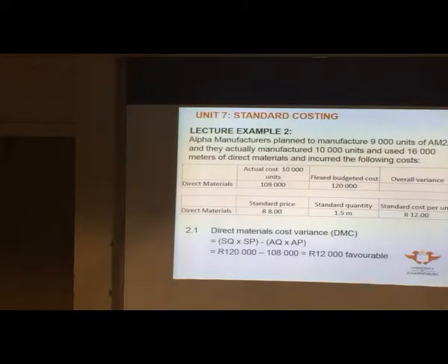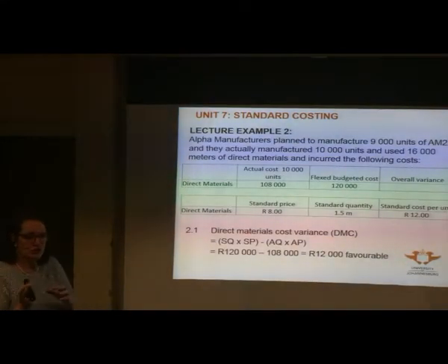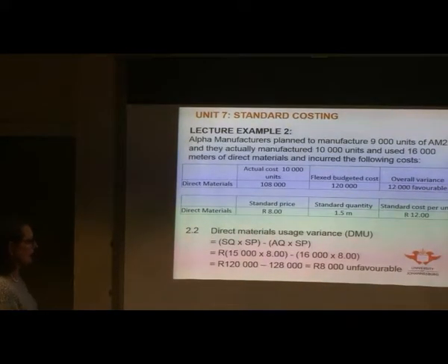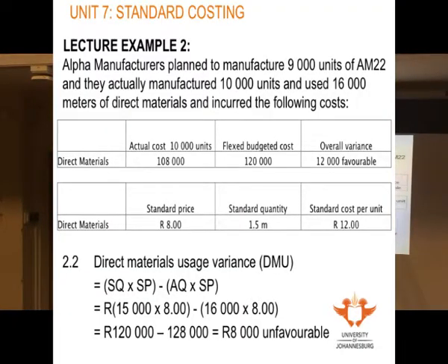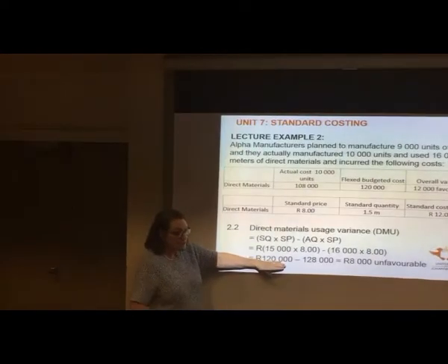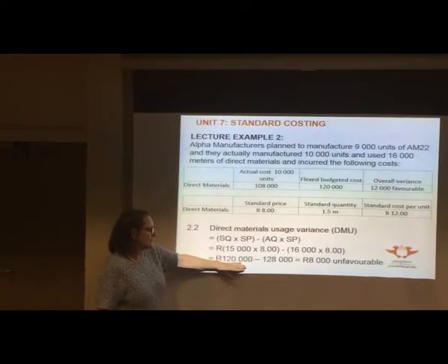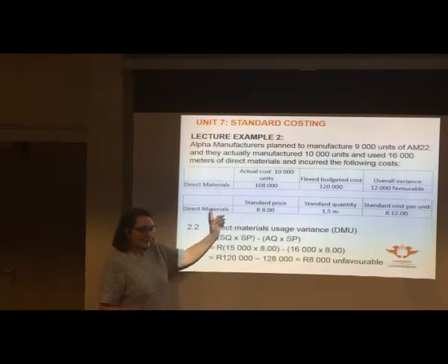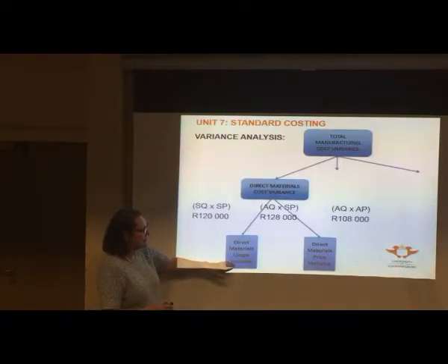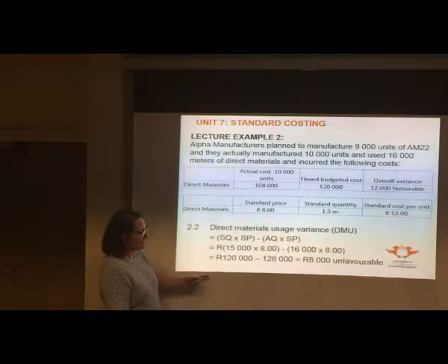Now we must break it down into the usage and the price. We're comparing standard quantity times standard price to actual quantity times standard price. Standard quantity times standard price we know is 120,000. Actual quantity times standard price we calculated as 128,000. So 120,000 minus 128,000: actual is more than standard, so it must be 8,000 unfavorable.